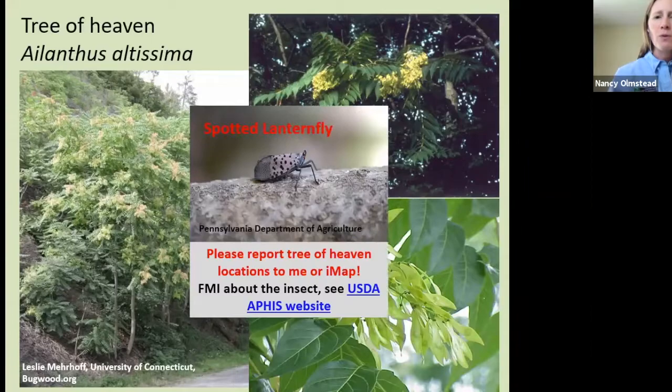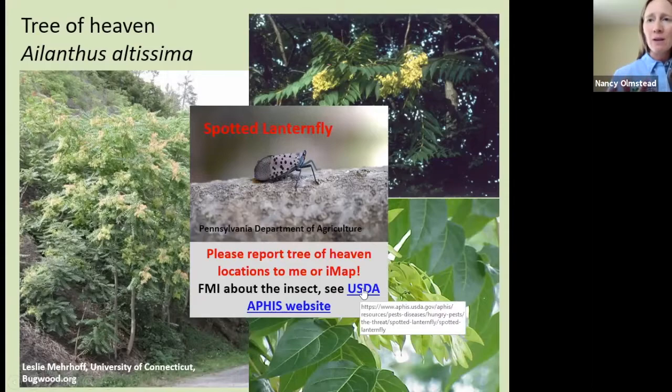So if you think you know where any locations of Tree of Heaven are, please report these to me or into the iMapInvasives tool, which I'll tell you more about in a minute. And if you want to learn more about this insect, I encourage you to search the USDA APHIS website for spotted lanternfly, and you will learn all about it. Luckily, we don't have the insect in Maine, but it is here on the East Coast, and we're very concerned about it. So please do report any locations of Tree of Heaven.